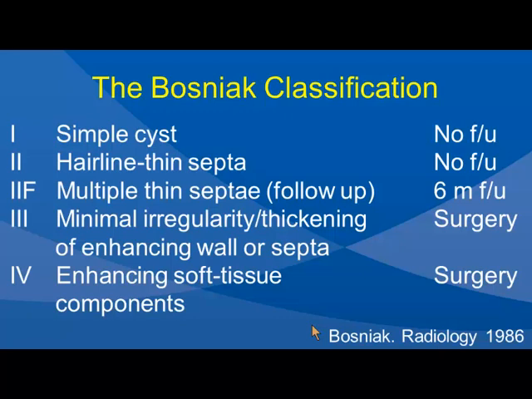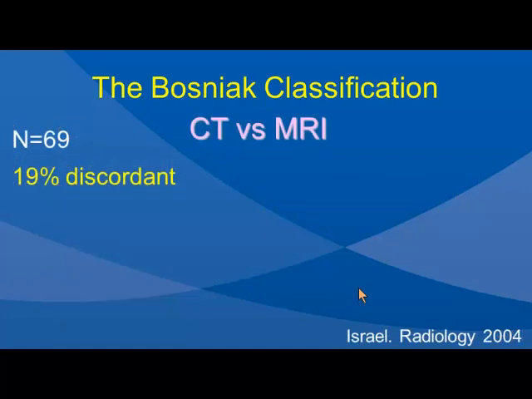Bosniak 1 is a simple cyst. Bosniak 2, you may have some thin septations. 2F is, again, for follow-up, in between 2 and 3. At 3, you're going to see minimally irregular or thickened septae or walls in the cyst, and at 4 you see frank enhancing tissue. And traditionally we have managed these lesions with surgery for Bosniak 3s and 4s, although we're moving much more toward active surveillance in lesions that we know for sure, or not for sure, but most likely, are actually neoplasms.